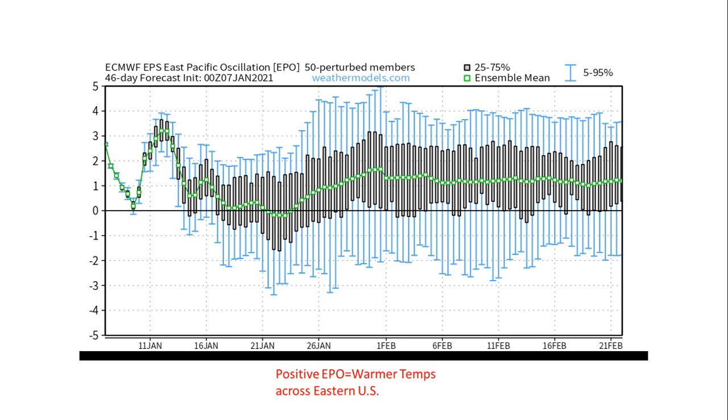Look at the green line, that's the ensemble average. Notice the green line again, it's positive, and then it kind of comes down to neutral around the 17th, 18th of January. It remains neutral through about the 24th of January, then goes back positive again after that.